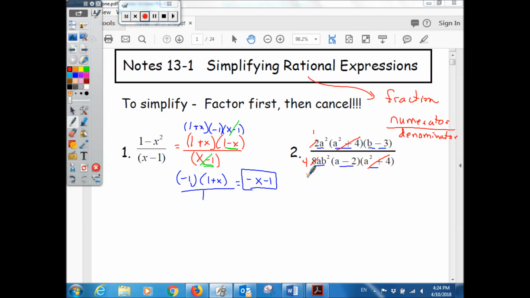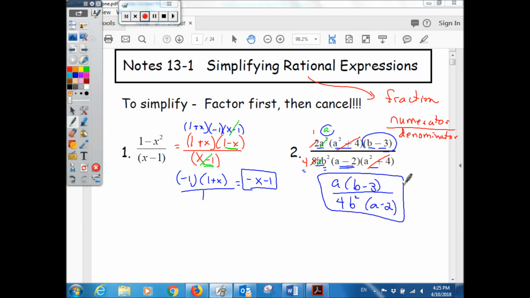Then I notice that there's an a squared in the numerator and an a in the denominator. So I can cancel 1 a from the denominator and 1 a from the numerator, which leaves another a left over. That's all that we can cancel. So what we do is gather up anything that's left over. In the numerator there's an a, and there's a b minus 3, so a times b minus 3. In the denominator there's a 4, a b squared, and an a minus 2, so 4b squared times a minus 2.